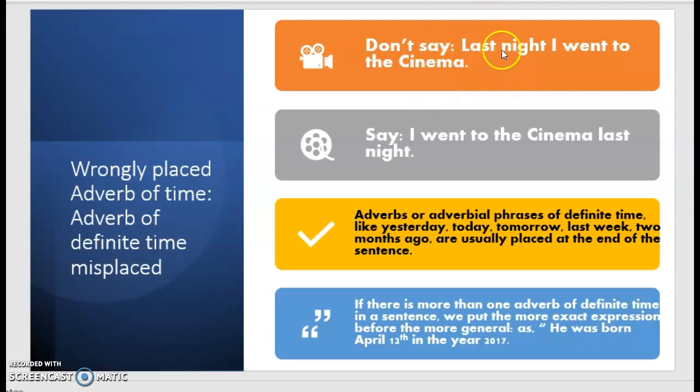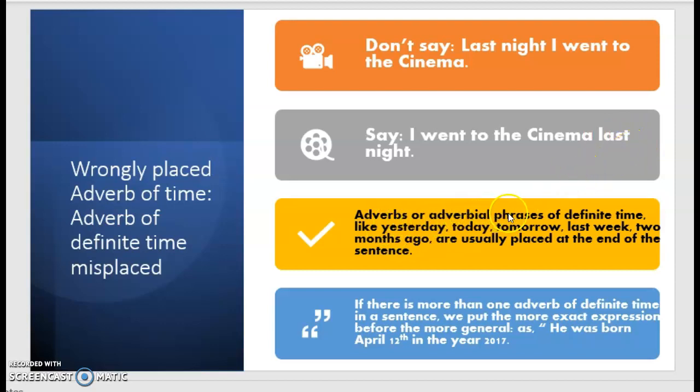Now, if we say, "Last night I went to the cinema," that means that "last night," which is the adverb of time, is placed at the onset, the initial position of the sentence, and it is wrong. You rather say, "I went to the cinema last night." Let it come last. So, adverb of time, we have it: I went to the cinema last night.